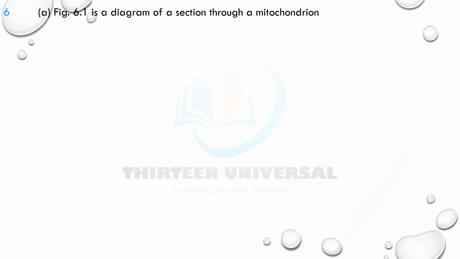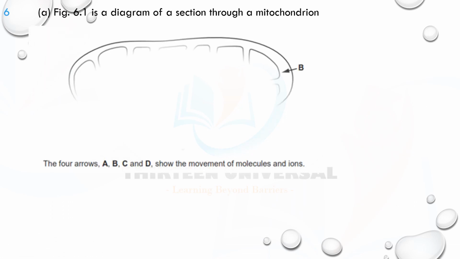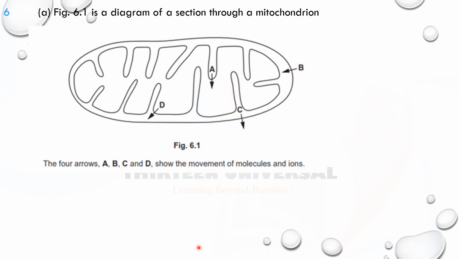Fig 6.1 is a diagram of a section through a mitochondrion. The 4 arrows show A, B, C, and D. The answer says they show the movement of molecules and ions: active transport of protons. Remember that protons are usually pumped from the matrix into the intermembrane space. That is active transport.